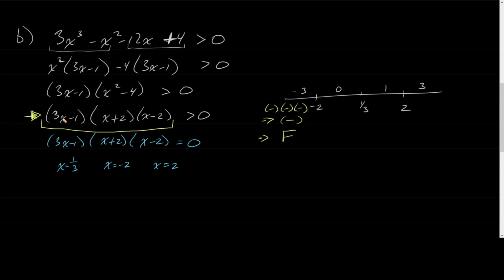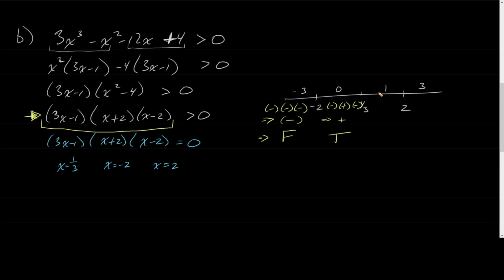Plug in 0. 3 times 0 is 0 minus 1. That's negative. 0 plus 2, that's positive. 0 minus 2, that's negative. Overall, I have an even number of negatives. So that tells me that overall it's going to be positive. So in here, it is true.